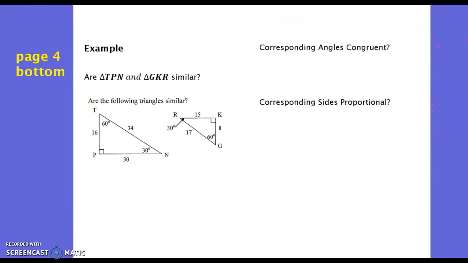Okay, so let's look at another example. It says, are triangle TPN and triangle GKR similar? Well, 2 things have to happen for triangles to be similar. Number 1, the corresponding angles have to be congruent. They all have to match up, and the corresponding ones have to be equal. Number 2, the corresponding sides have to be proportional, which means they have to make the same ratio.